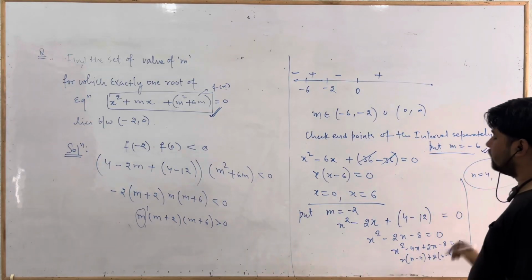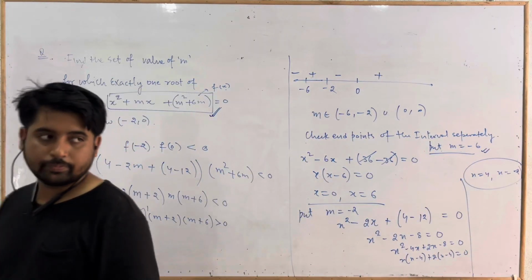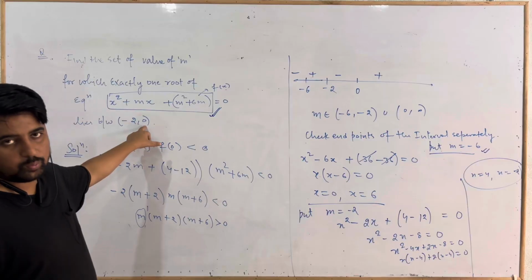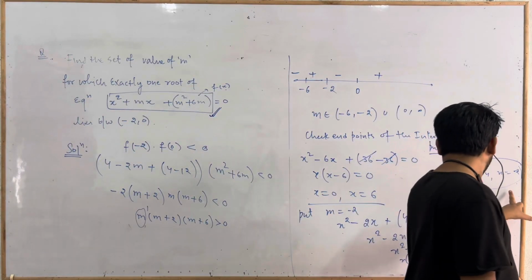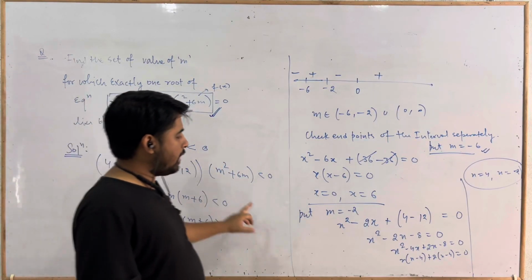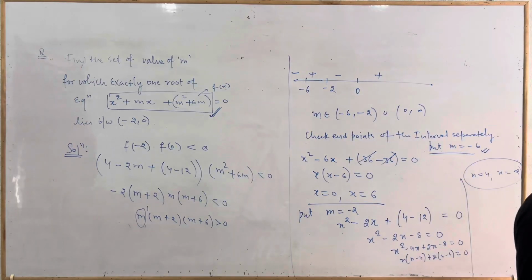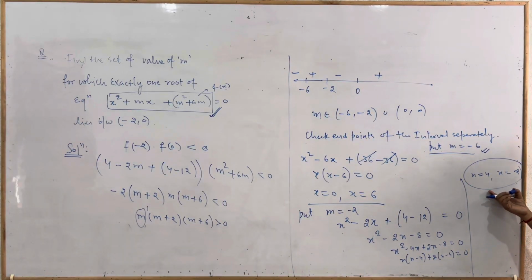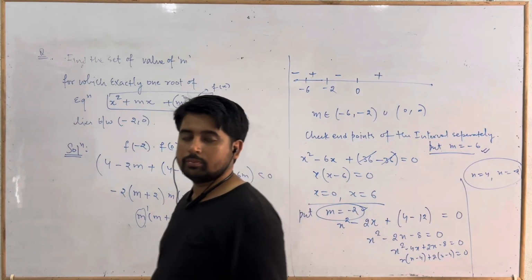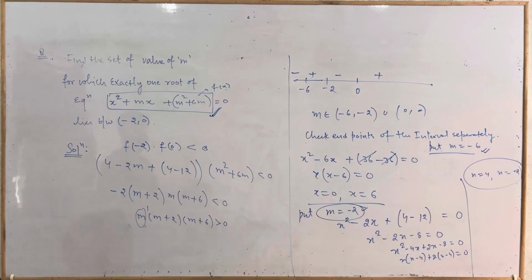Now look at it. x equal to 4 and x equal to minus 2. Does x equal to 4 lie between minus 2 to 0 or not? So no. Does x equal to minus 2 lie between minus 2 to 0 or not? So no. That means for m equal to minus 2, exactly one root does not belong to minus 2 to 0. So again I am not going to consider m equal to minus 2. Right? Now for m equal to 0.